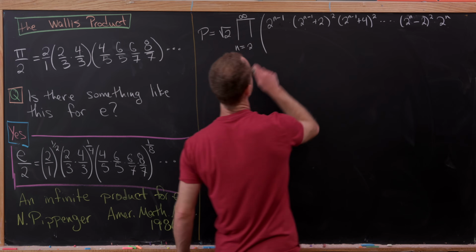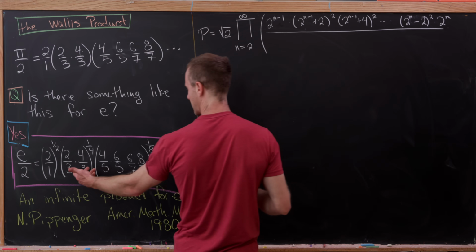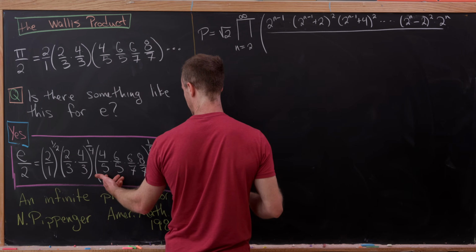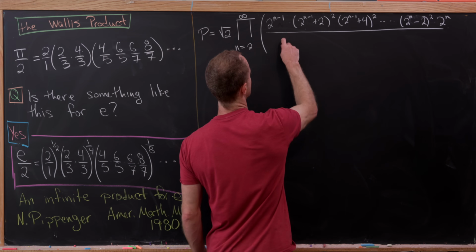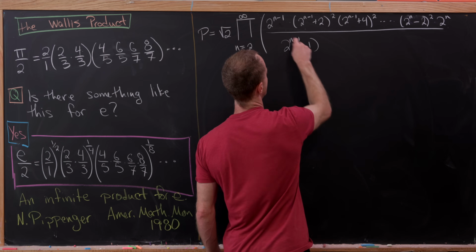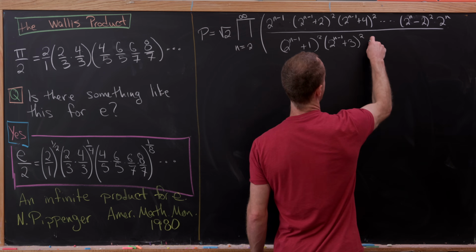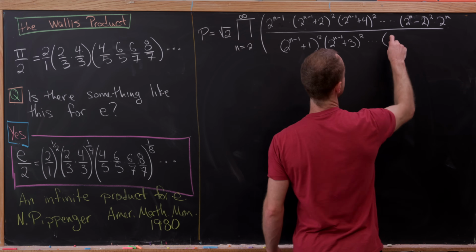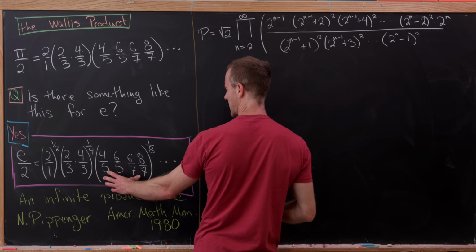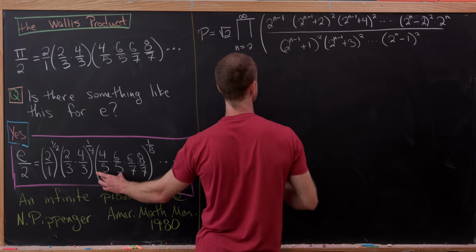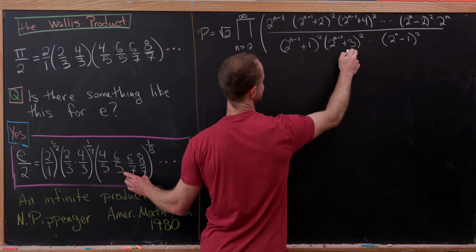Okay, and then what do we have in the denominator? Well, the denominator is going to be pretty similar, but now everything is paired off. We have 3 times 3, 5 times 5, 7 times 7, and so on and so forth. So in fact, it's going to look like this. 2 to the n minus 1 plus 1 squared times 2 to the n minus 1 plus 3 squared, and that's going to go all the way up to 2 to the n minus 1 squared. We can see that happening in this term right here. So the 2 to the n minus 1 plus 1 is like 5. The 2 to the n minus 1 plus 3 is like 7.